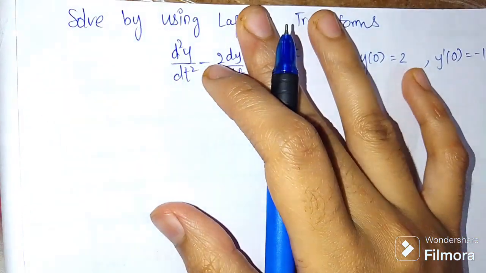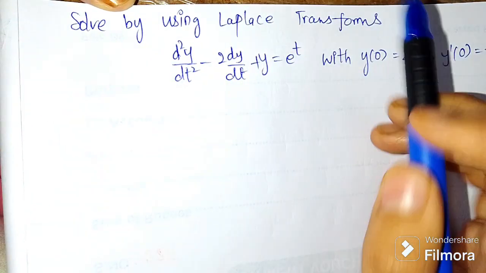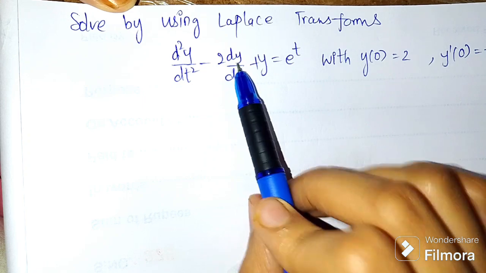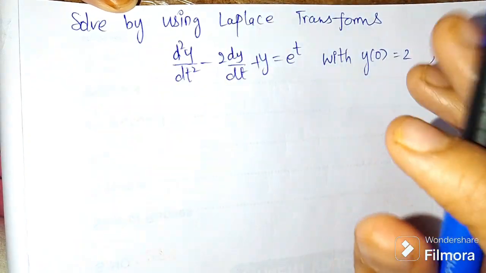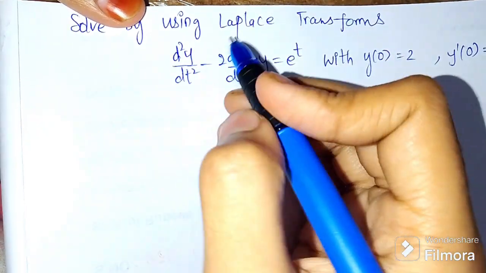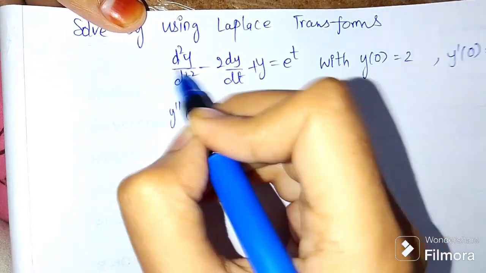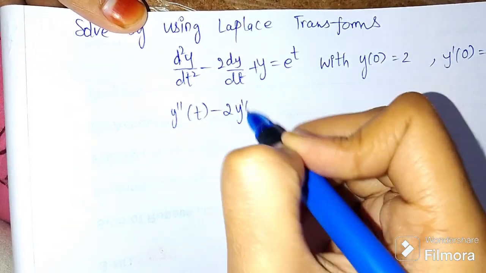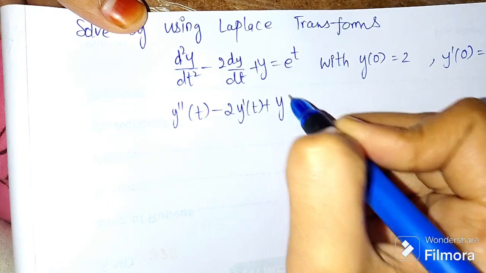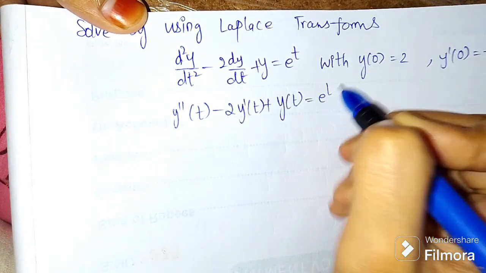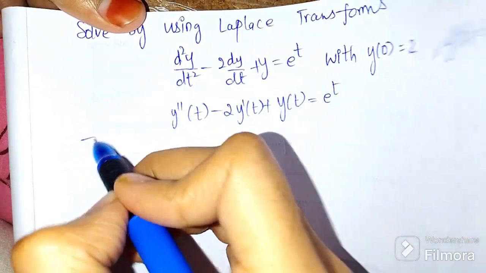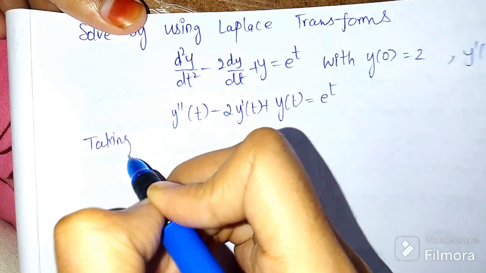This is how questions are framed. Solve by using Laplace transform. So you will be given a differential equation and you have to solve it using Laplace transforms. So first let's write it in this form. It is y double dash of t minus 2 into y dash of t plus y of t is equal to e power t.